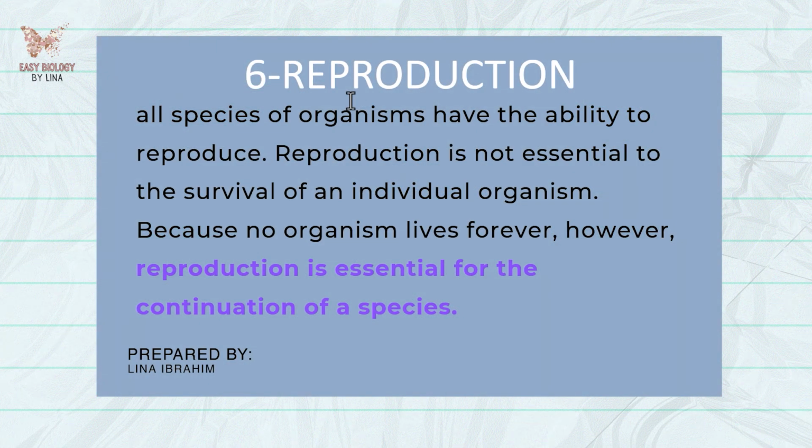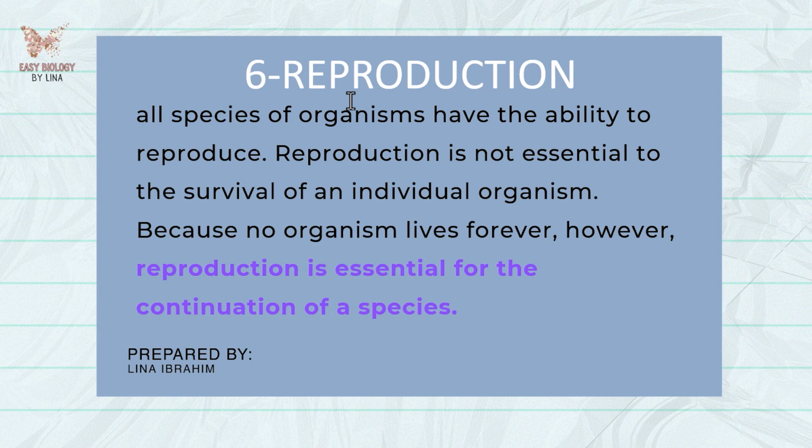And finally, the last main characteristic of all living things is reproduction. All organisms produce new organisms like themselves in a process called reproduction. During reproduction, the organisms transmit the DNA, or the hereditary information, to their babies, or their offspring. All species of organisms have the ability to reproduce, as you know.